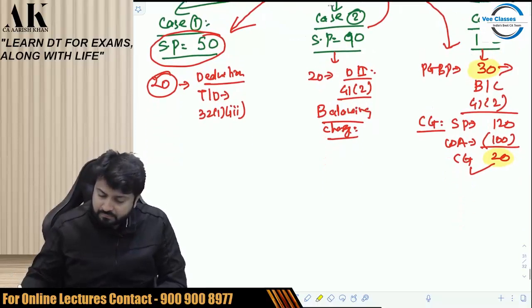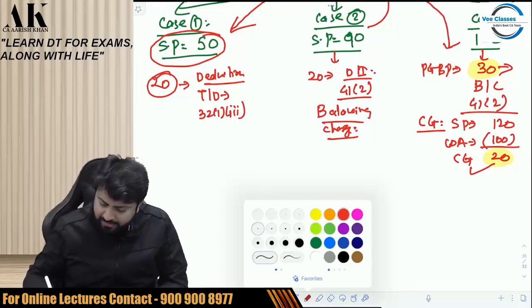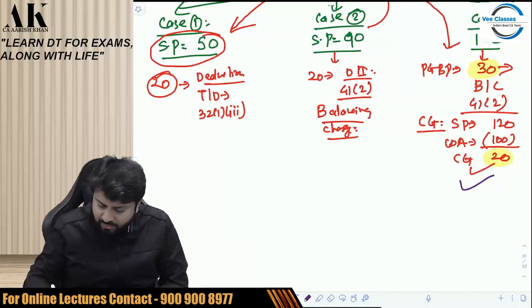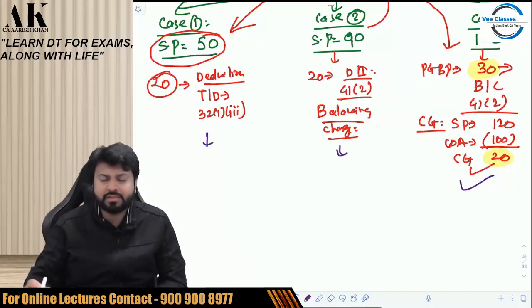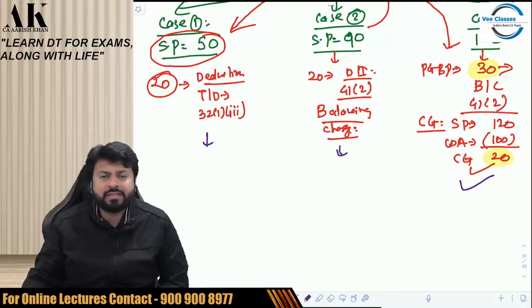Sir, if you are computing capital gains in the third case, then why are you not computing capital gains in the first and the second case? That is correct. Then I should compute capital gains in the first and the second case as well.